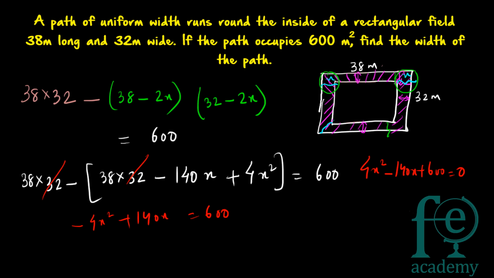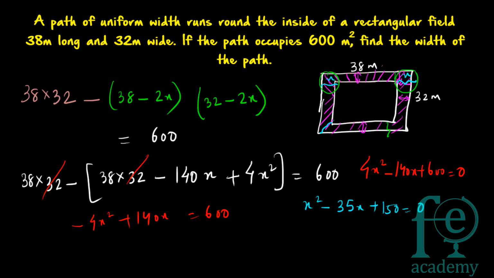x square minus 140 divided by 4, which is 35. So x square minus 35x plus 600 divided by 4, which is 150. So x square minus 35x plus 150 is equal to 0. So your product should be equal to 150 and your sum should be equal to minus 35.